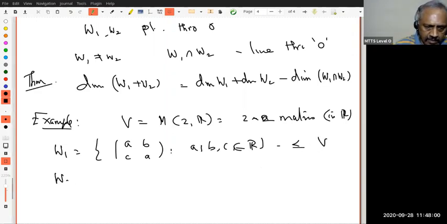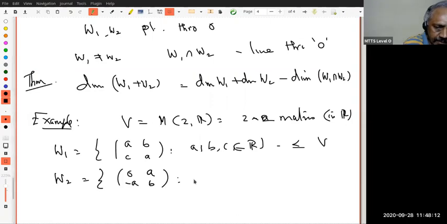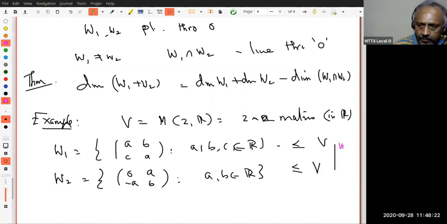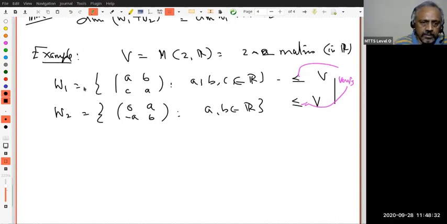And let us take W2 to be the set of matrices (0, A; -A, B), where A and B are in R. Again, this is easy to see that this is a vector subspace of V. Verify this. Very trivial exercise. Now I want to know what is W1 plus W2.